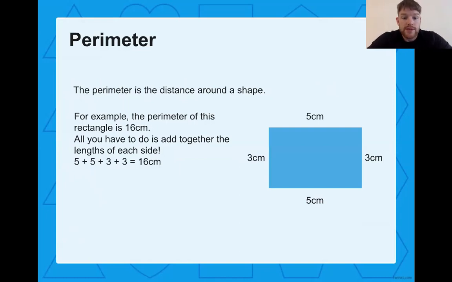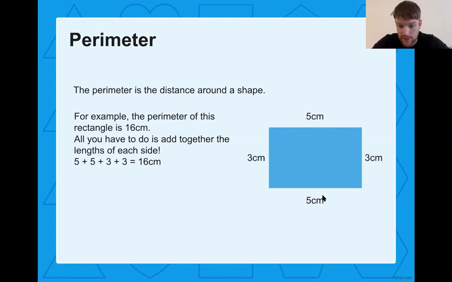So the perimeter is the distance around a shape. For example, the perimeter of this rectangle is 16 centimeters. All you have to do is add together the lengths of each side. So let's have a look at this rectangle here. And of course, in a rectangle, you have two sets of parallel sides of equal length. So we have the length at the top here is 5 centimeters.